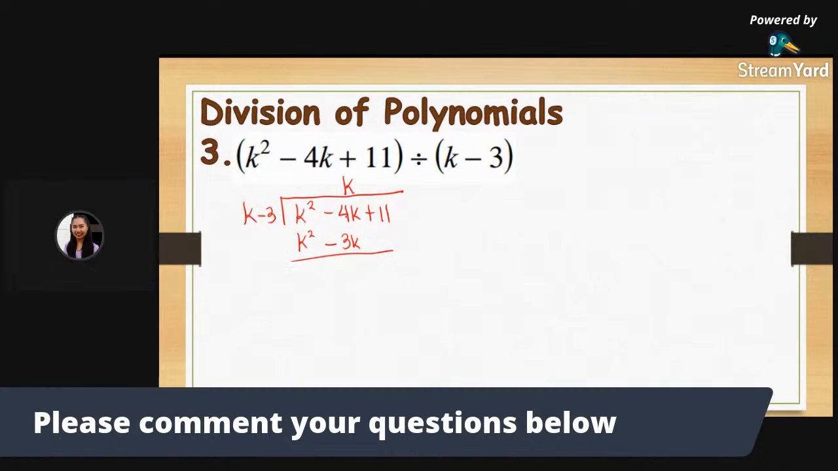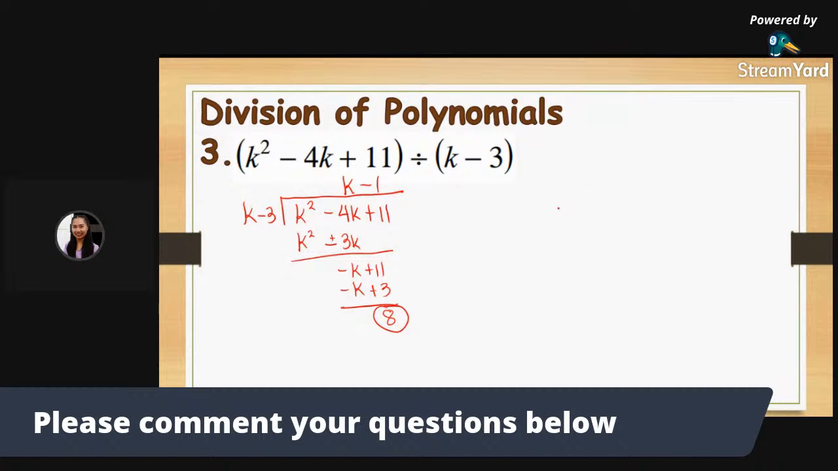Then subtract 4k minus negative 3k. That will become negative k plus 11. Negative k divided by k, the answer is negative 1. And negative 1 times k is negative k. Negative 1 times negative 3, the answer is positive 3. So if we have to subtract them, 11 minus 3, the answer is 8. This will be our remainder.